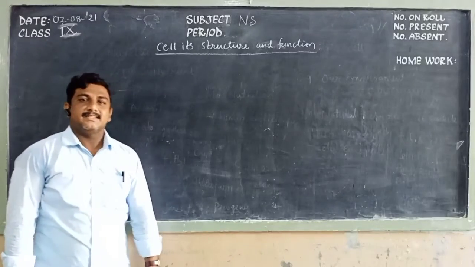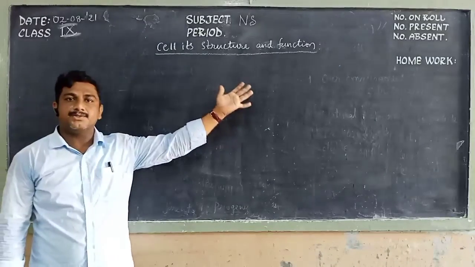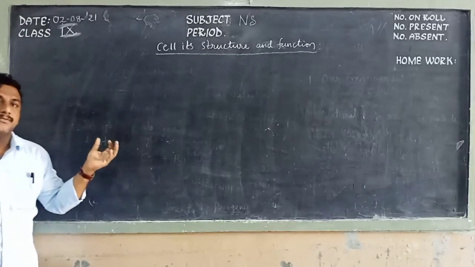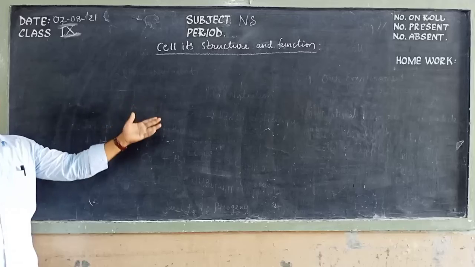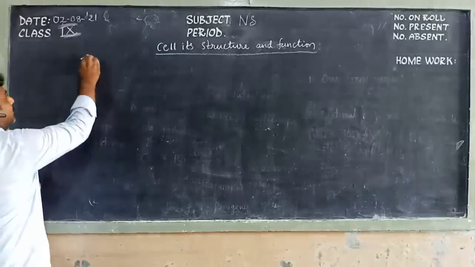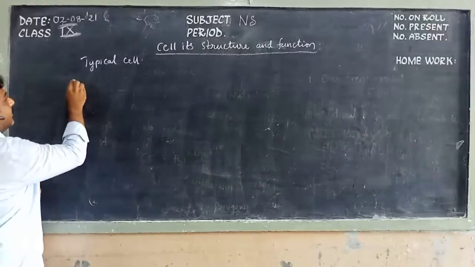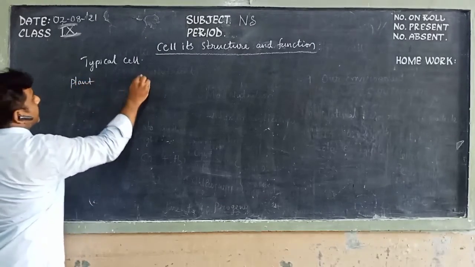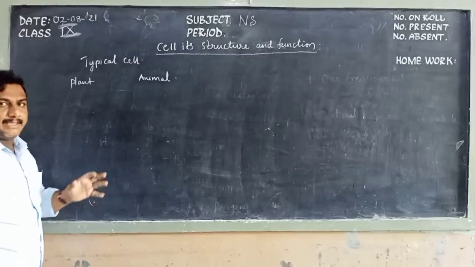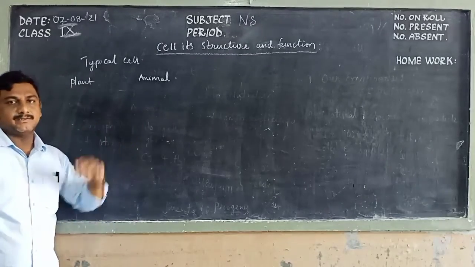Good morning, children. In the last class, we learned briefly about the cell, its structure and functions. Today we are going to learn about the living cell, especially the typical cell. Why do we call it a typical cell? Because plants and animals have different cell organelles. Maximum cell organelles are similar in both plant and animal cells, except a few.